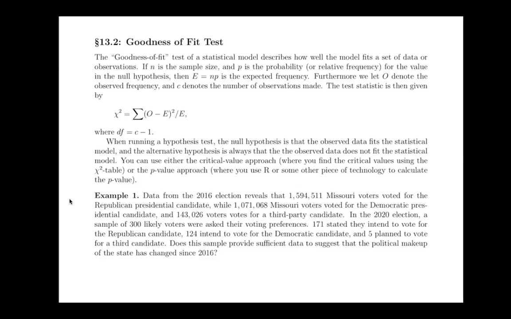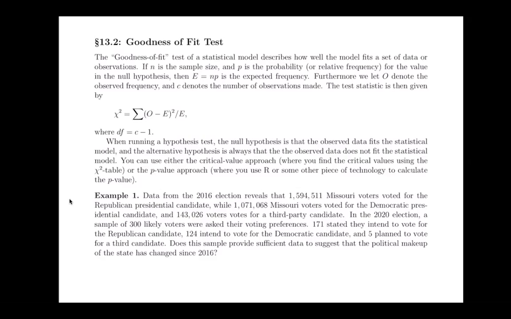So when I say number of observations, I don't mean sample size. I mean the number of options that we're giving the person taking the poll. So in our case, if we had Democrats, Republicans, or other, we would have c equals 3. The test statistic is determined by adding up this quantity: you take the observed value minus the expected value, square it, and divide by the expected value. Then you do that for each of the different categories. We had 3 categories for our poll example, so we'll do this 3 times.